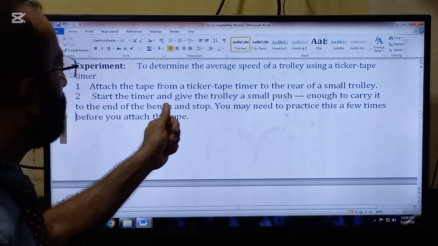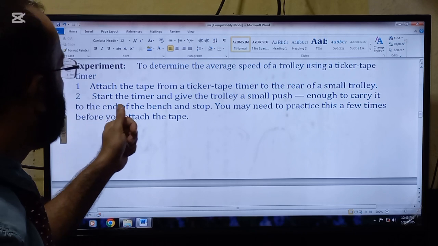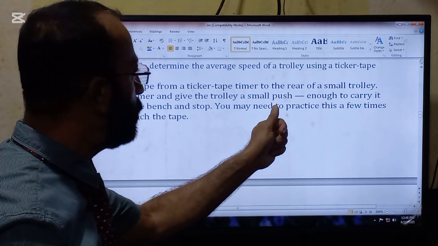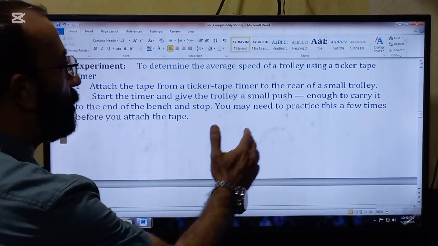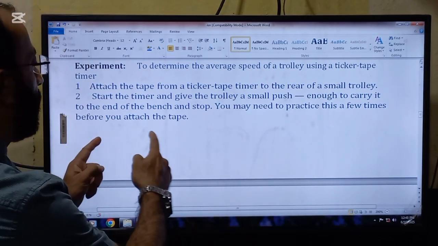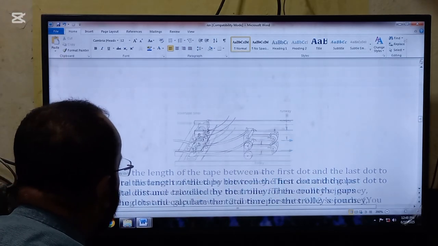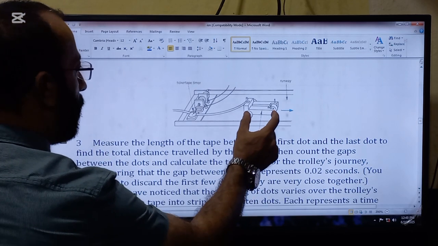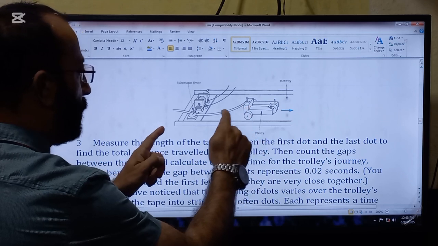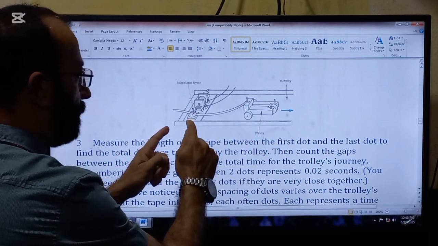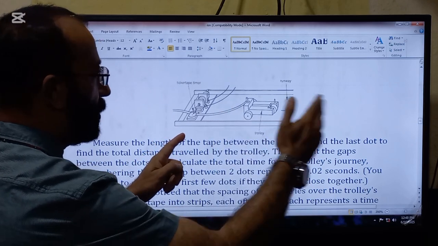Attach the tape from our ticker tape timer to the rear of the small trolley. Start the timer and give the trolley a small push, enough to carry it to the end of the bench and stop. You may need to practice this a few times before you attach the tape. Okay? Now, you will start the process. Here is the trolley. The tape is attached to the rear of the trolley, which is passing through the ticker tape timer. Now you will give a gentle push to the trolley so that the trolley moves ahead.